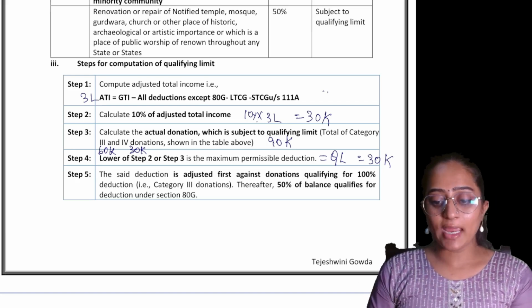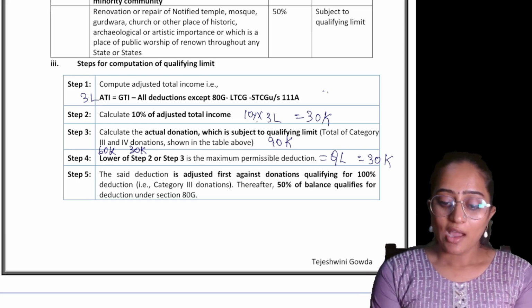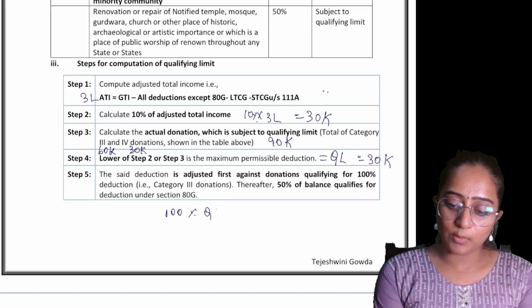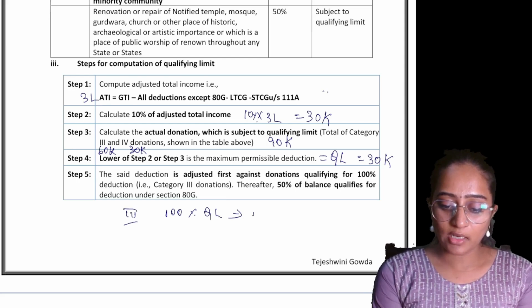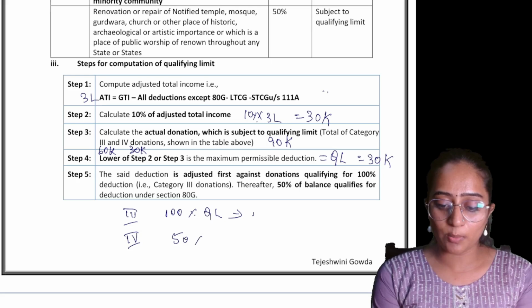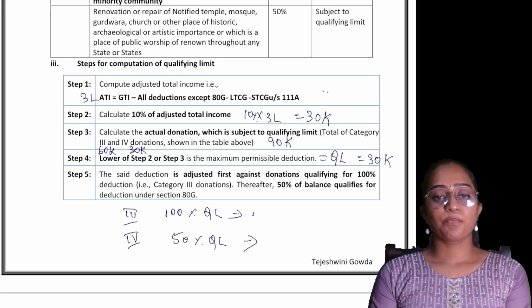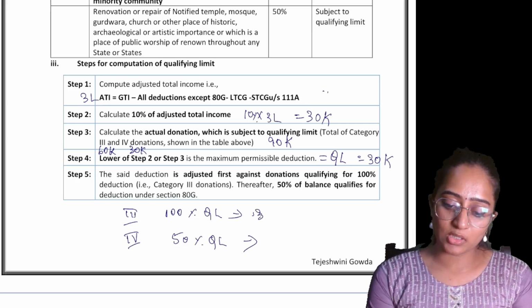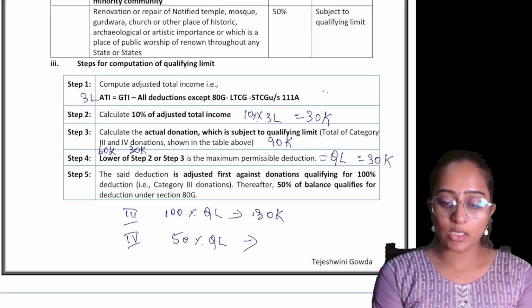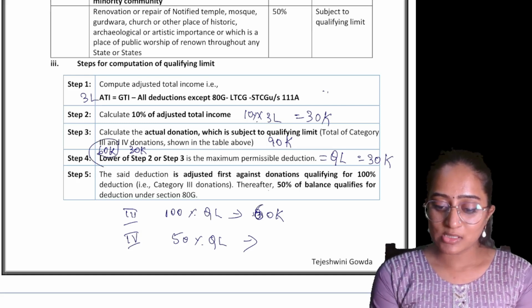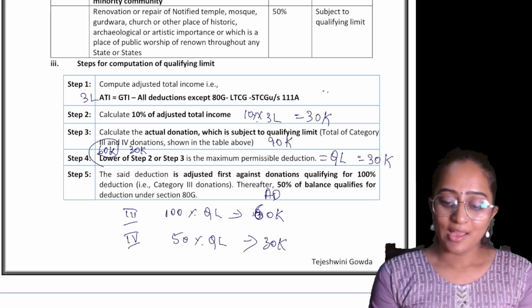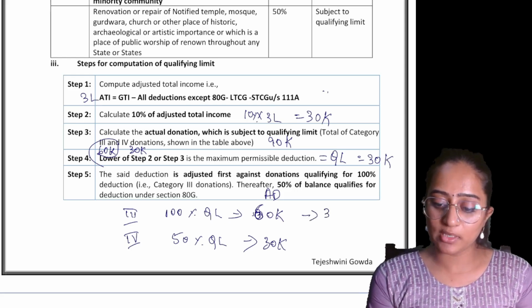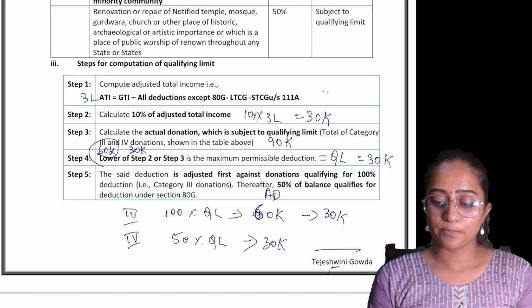In respect of this, you first have to adjust 100% of your qualifying limit. What is 100% of your qualifying limit? 30,000. That is, category 3 will get 100% of the qualifying limit. Category 4 would come up to 50% of your qualifying limit. 100% of the qualifying limit would come up to 30,000. The entire qualifying limit, which is the total of 60,000, is the actual donation made. First, you will set off the entire amount of your qualifying limit against the 100% deduction. 30,000, you will get the entire 30,000.